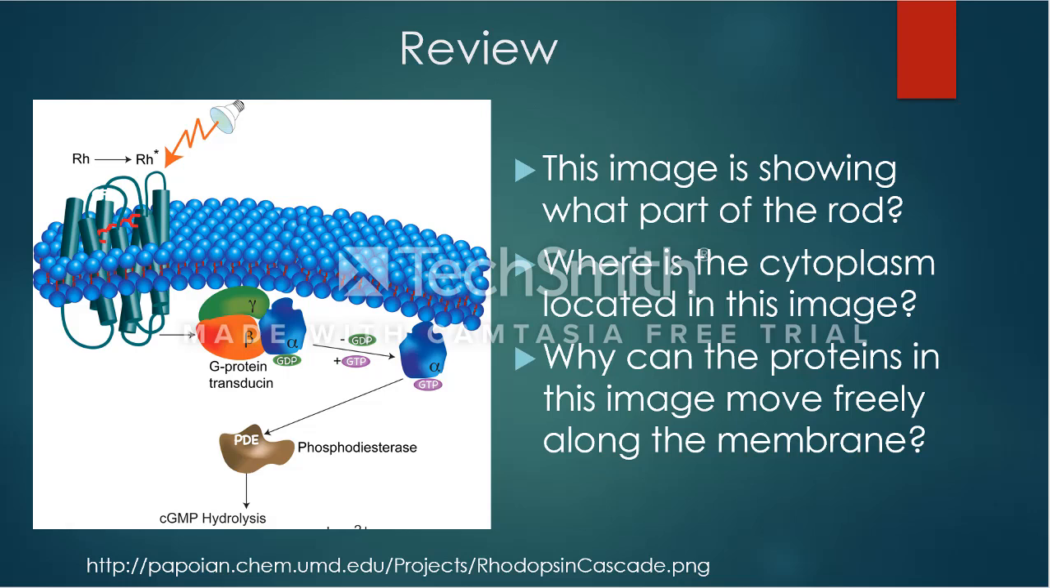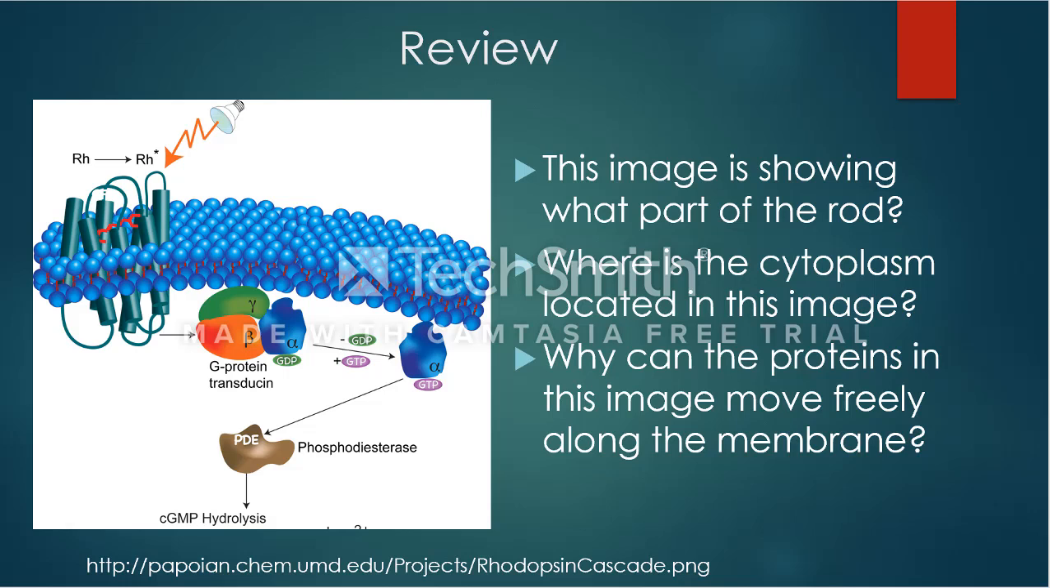If you said this was showing the rod disc membrane, you'd be correct. We can see we have our rhodopsin molecule with the retinol on the inside. We see our G protein. In this case, since we're in the rods, we're looking at transducin. We see that the alpha subunit of the G protein can dissociate after GTP replaces GDP, and then we see the third enzyme, phosphodiesterase, that was responsible for hydrolyzing cyclic GMP down to GMP.